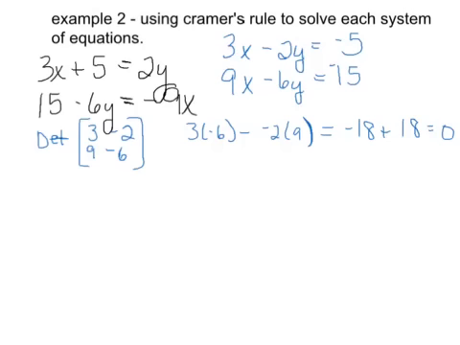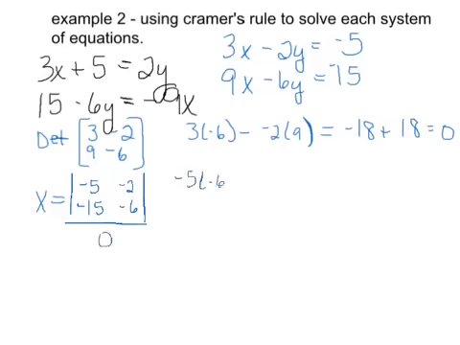So we need to see what the numerators for x and y are, to see if they're 0. We go back and check that chart. So if we solve for x, I take this first column and replace it with my constants. -5, -15, -2, -6. And we don't even have to write over 0, because we know we can't divide by 0.